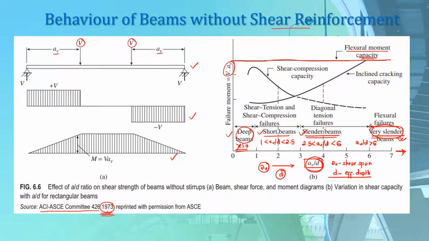If you see this shear compression capacity and inclined cracking capacity here, you can see that there is some region created between these capacities, at which the beams fail, and the flexural moment capacity of our beams. So this shaded region represents the decreased or reduced capacity of our beams due to the presence of shearing forces.